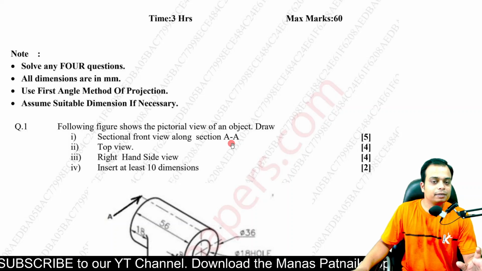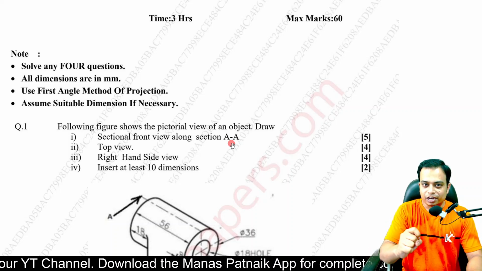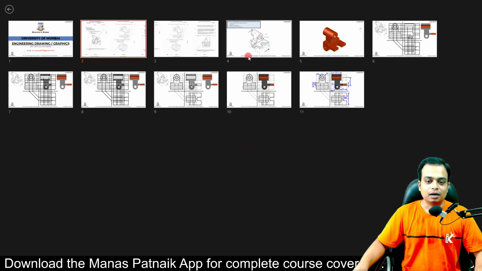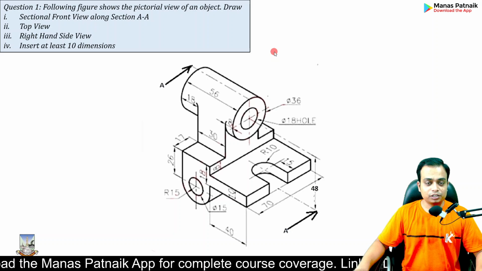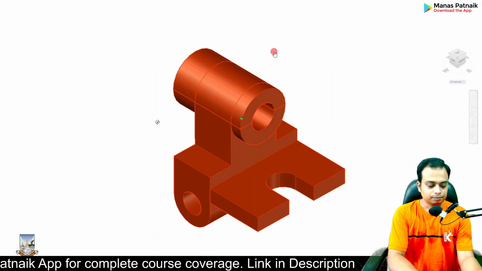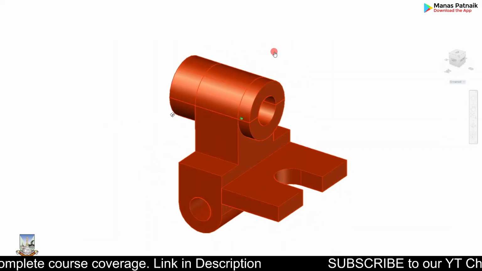It is a bit typical, but I'm sure in the next 15 to 20 minutes we can crack this very, very easily. Here we go. Shall we begin? Okay, here we go. First of all, I want all of you to take a look at this 3D arrangement. Take a look at all the features.